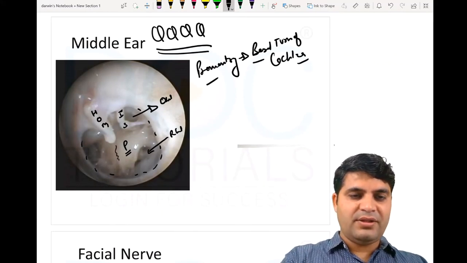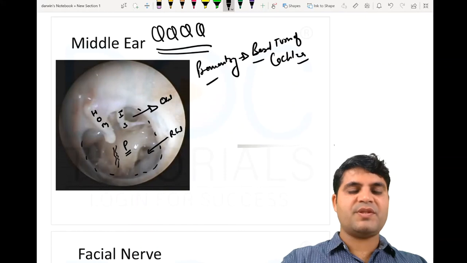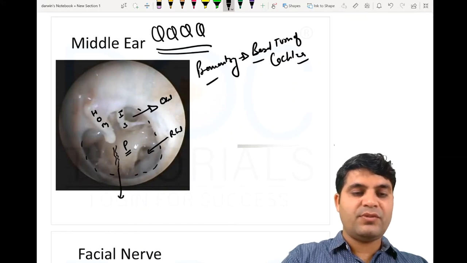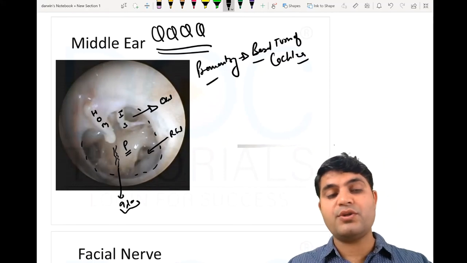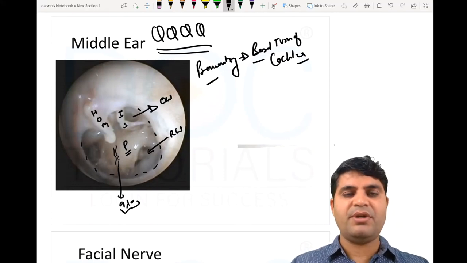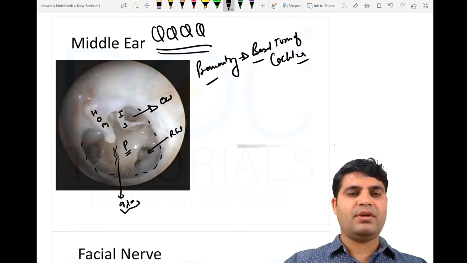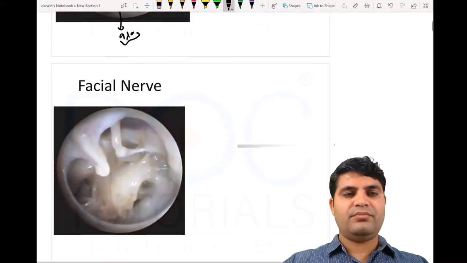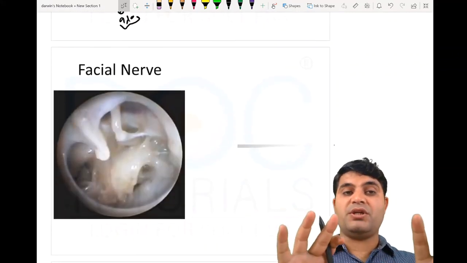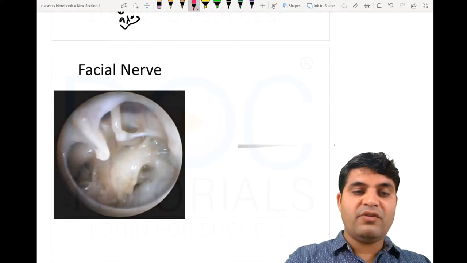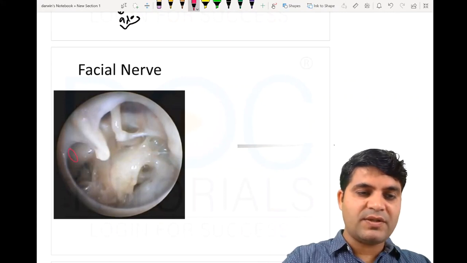And this is the 9th or 10th nerve, Jacobson's nerve. Arnold's nerve, you can see, always runs over the promontory. So this is a very important slide, middle ear anatomy. And if you take a deeper picture inside, very important structures go like this. Can you see?